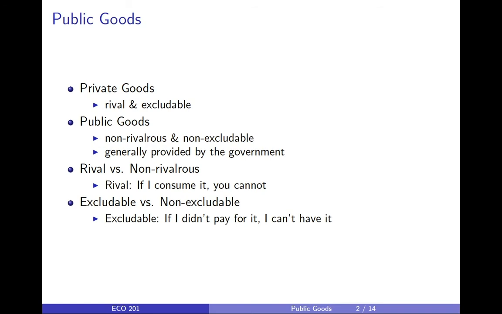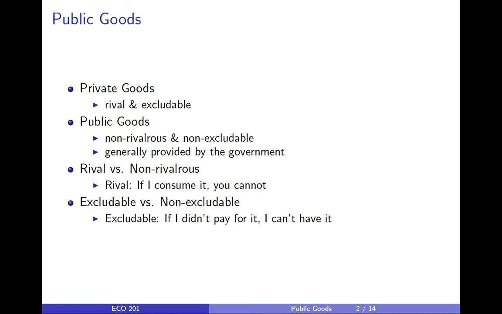Now, switching gears, public goods, the focus of this lecture, are non-rival and non-excludable. That means that for public goods, we cannot keep people from consuming them, and even if one person is consuming it, that does not prevent someone else from consuming it. This will make more sense as we talk through some examples. Let me give you a simple example.